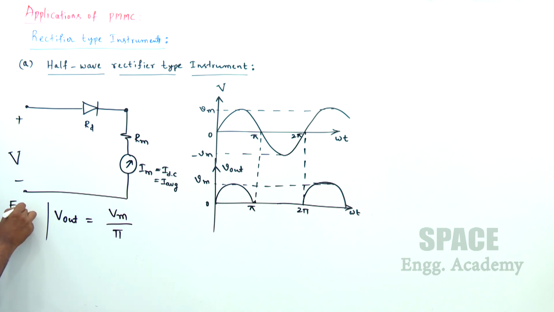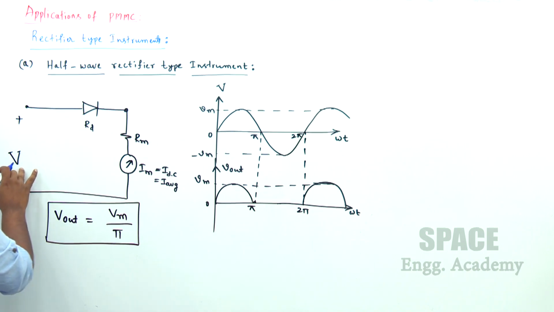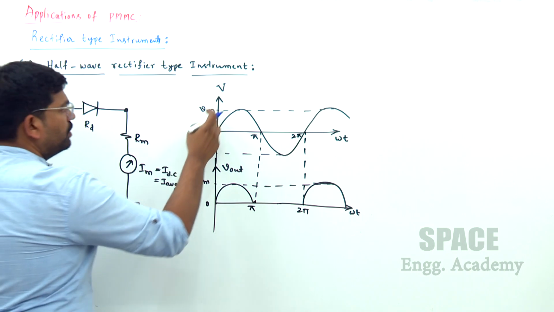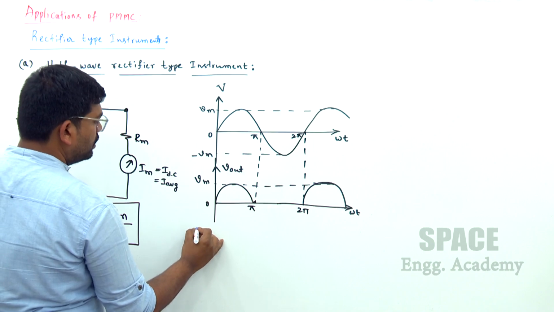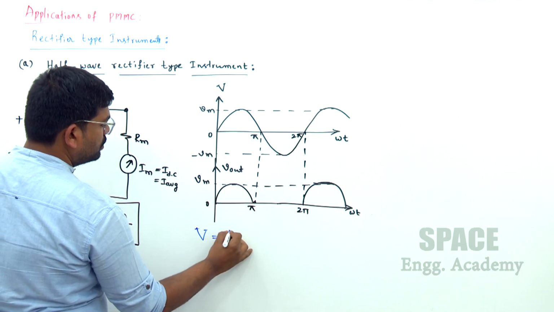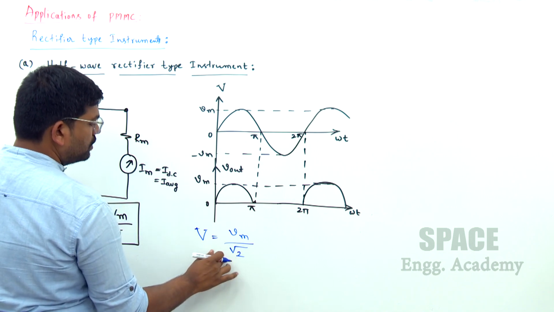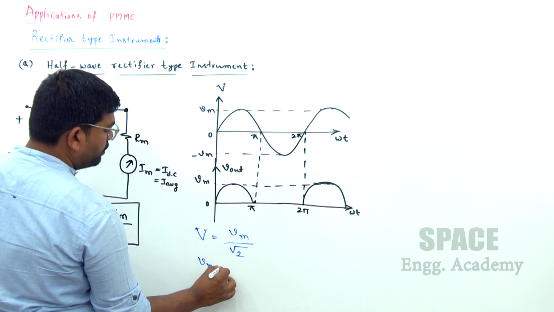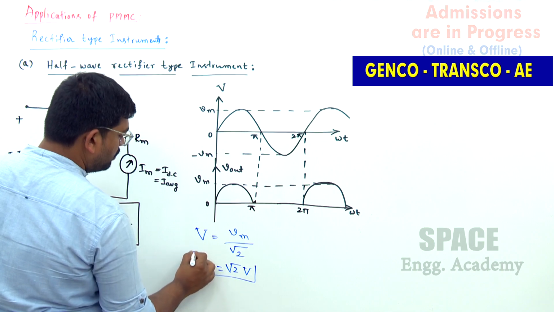For half wave rectifier, output voltage is Vm by pi only. But I just want to express it in terms of our supply voltage, that is RMS voltage V. We know the standard relation: V RMS is equal to Vm by root 2, right? So how to express Vm in terms of supply voltage? Root 2 into V, that is our Vm.